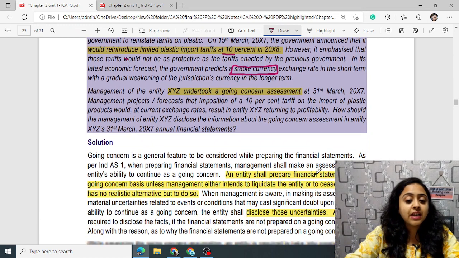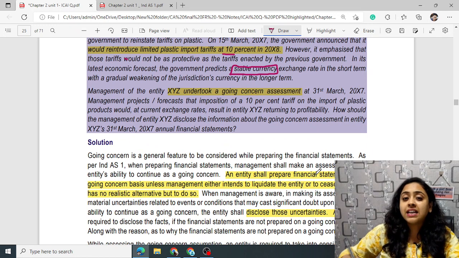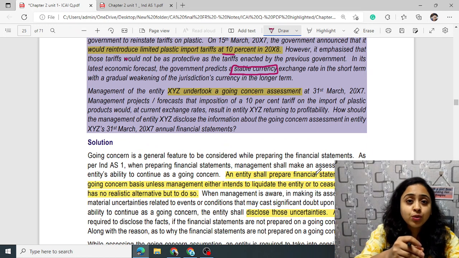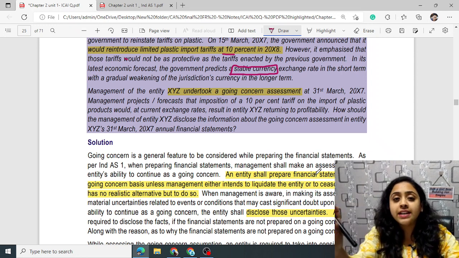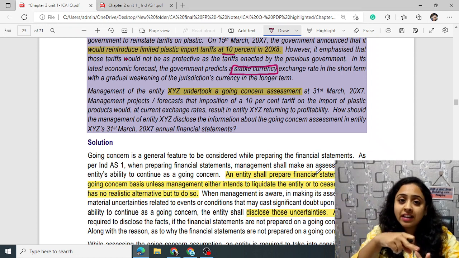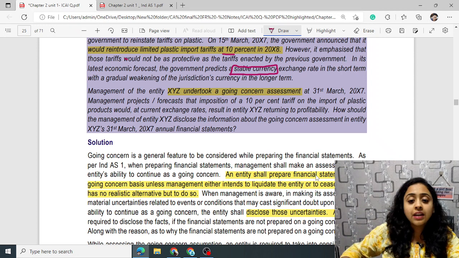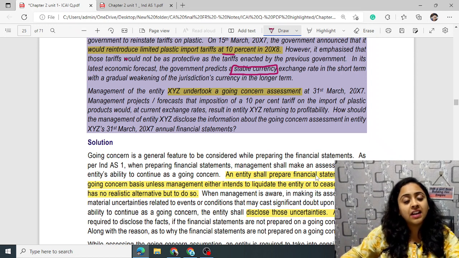Management of XYZ undertook a going concern assessment. What is a going concern assessment? Unless and until there is a necessity to liquidate, or your intentions are there to liquidate, it will be considered a going concern. Unless you have either the intention or the necessity to liquidate. Now, entity XYZ is taking the assumption that it is a going concern.